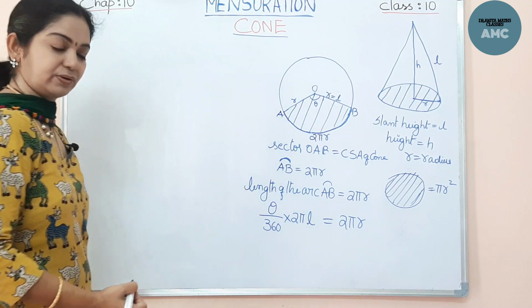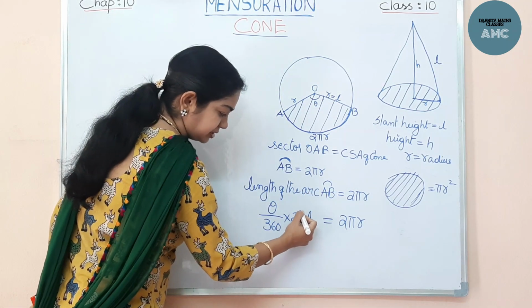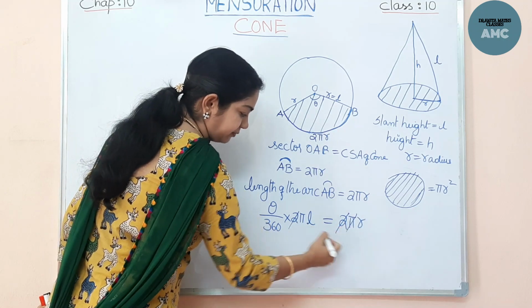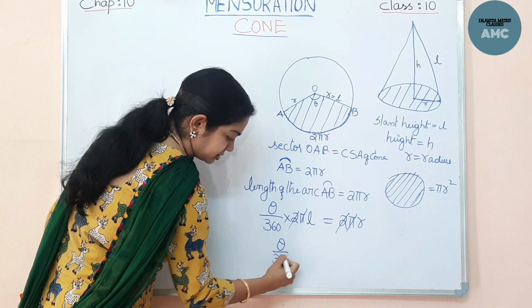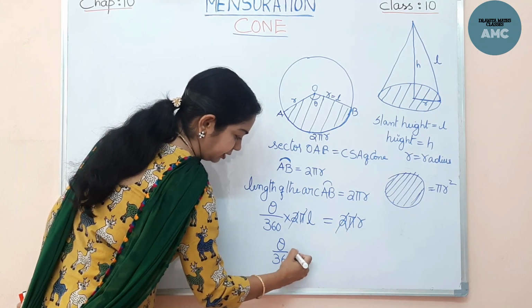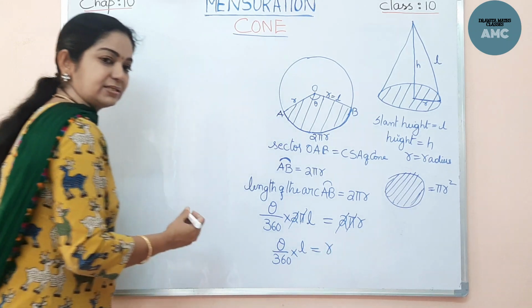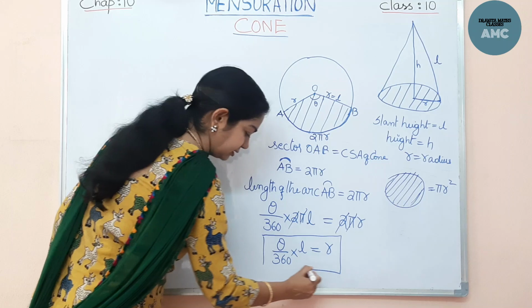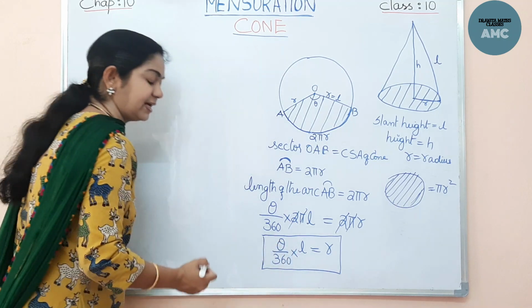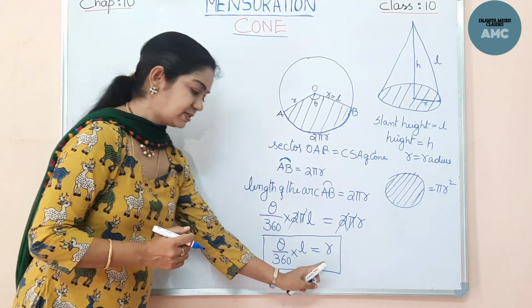We got this. Till here you understood. Now let me cancel the common terms here: 2, pi and pi. This comes to theta by 360 into L is equal to R. Now this we will keep aside. So the R value I have got is theta by 360 into L. This you keep aside.